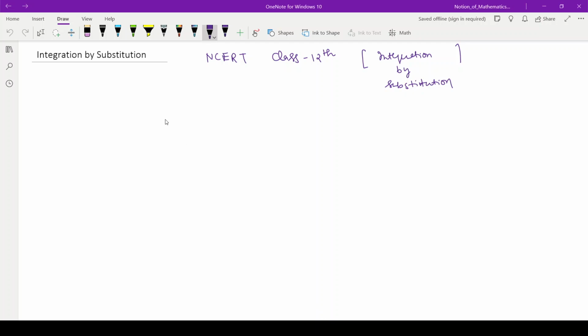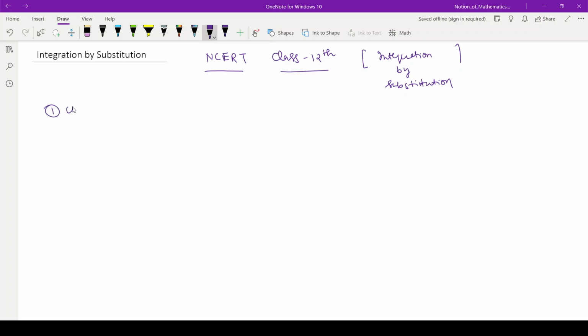Hello students, in today's video I am going to discuss the topic of integration from NCERT book class 12th, and today's topic is integration by substitution. So what do we mean by integration by substitution? This particular concept I will be discussing with the help of a few questions.